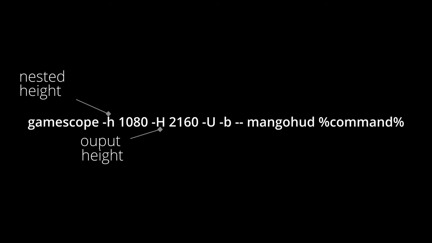For our Trackmania game, we are going to use these launch options. gamescope, small h, which is our nested height, 1080. Big H, that's our output height, 2160. Then we're going to have upscaling with our big U, that's the AMD FidelityFX Super Resolution, and the B, and that's going to make the window borderless. Then of course I'm going to do -- mangohud followed by the traditional %command% flag.